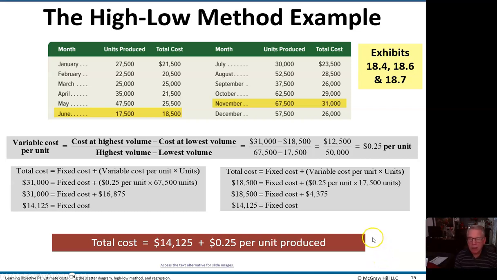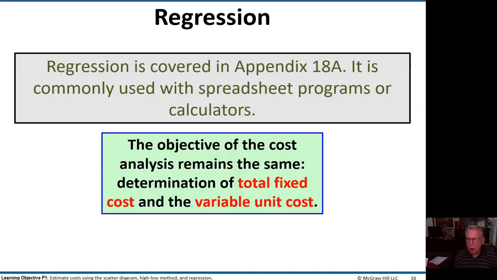That looks like a good place to stop this video, and when we return, we'll continue on with regression.